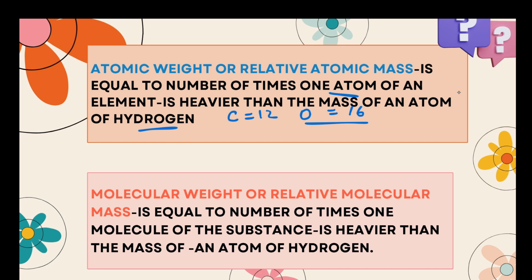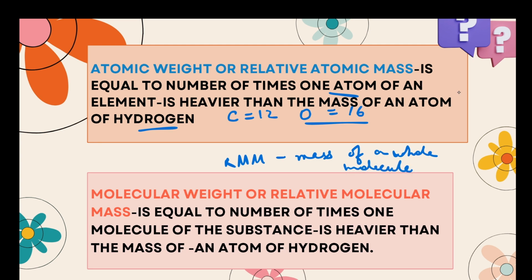Then what is relative molecular mass? It is equal to the number of times one molecule of the substance is heavier than the mass of an atom of hydrogen, or we also say it is heavier than 1/12 the mass of an atom of carbon. Okay, so when we are talking about relative atomic mass, it is the mass of an atom, and when we are talking about relative molecular mass, it is in terms of the mass of a whole molecule.